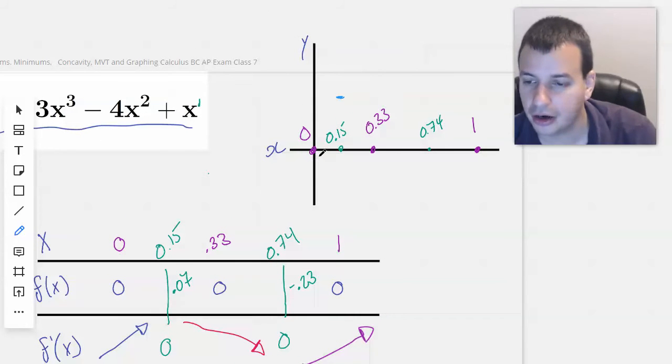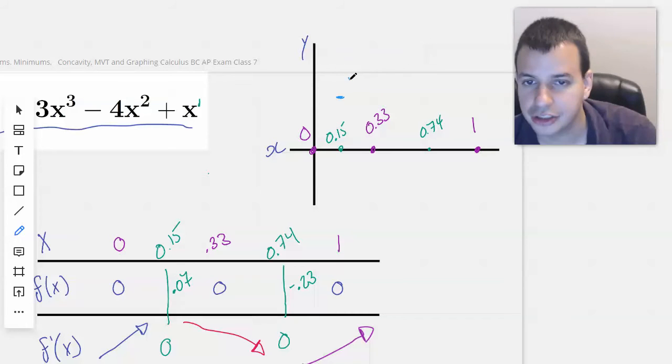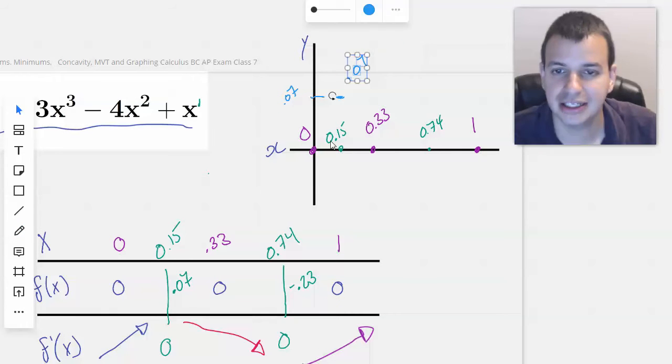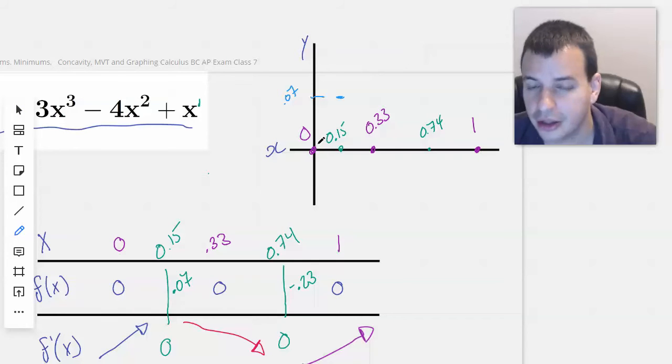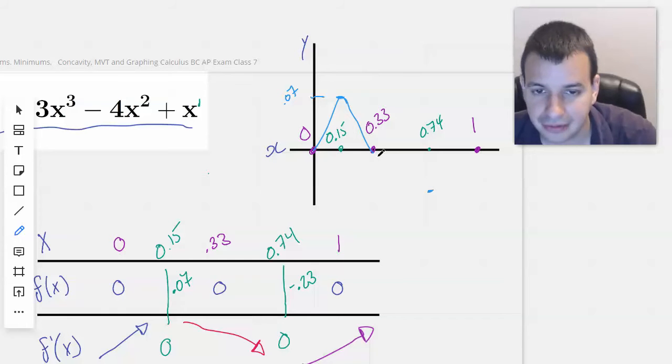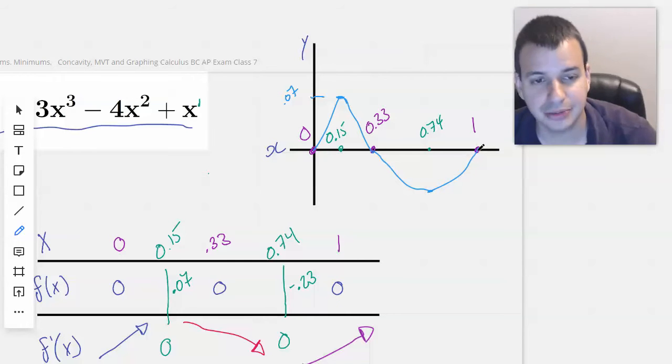So, all right, 0.15. This gives us the value of 0.07. So you could also do it like this, 0.07. Draw it on this side. This will not be drawn to scale. So we know that it starts at 0, goes up to 0.17, reaches a maximum, comes back down to 0.33, and then reaches a minimum at 0.74, and then it comes back up to 1, and then it keeps going up forever.